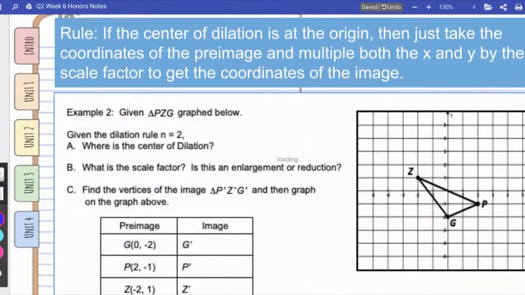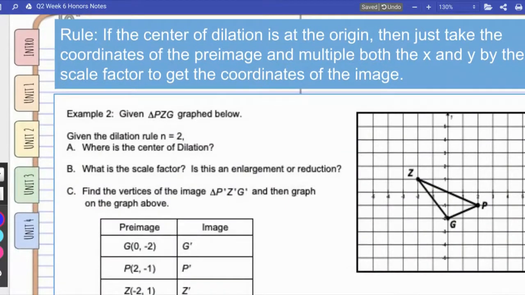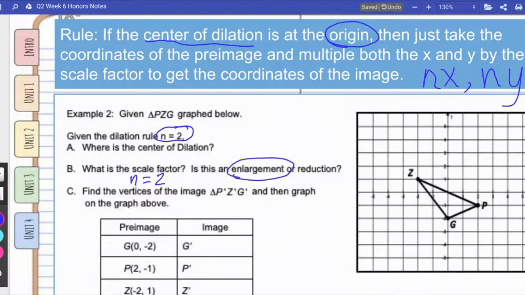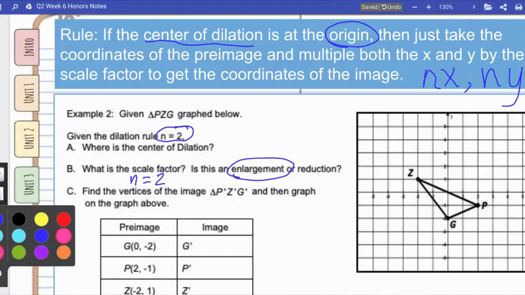So if I put a shape on a coordinate plane and the center of dilation is at the origin, all I have to do is take the scale factor and multiply it by the x value and take the scale factor and multiply it by the y value to get my new coordinates for my new image. So in example number 2, I've got triangle PZG. The dilation rule is n equals 2. That means that the scale factor is 2. This is going to be an enlargement because it's a number greater than 1. Since they didn't tell us where the center of dilation is, we assume that it's at 0, 0.